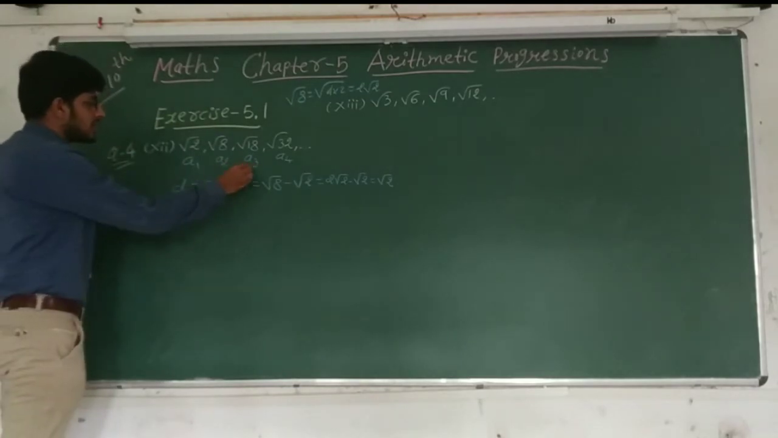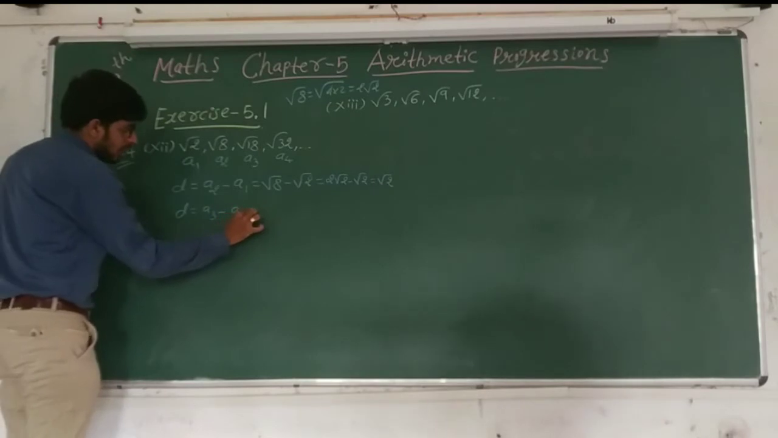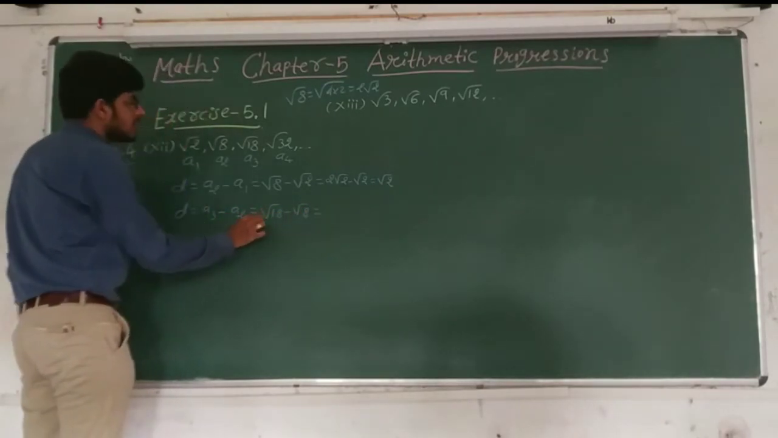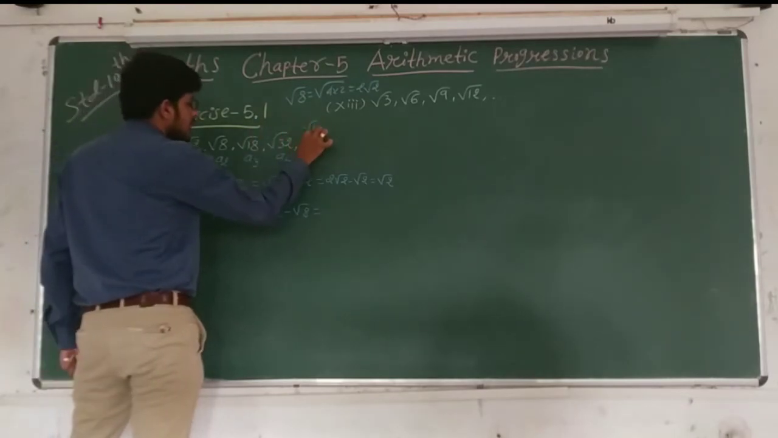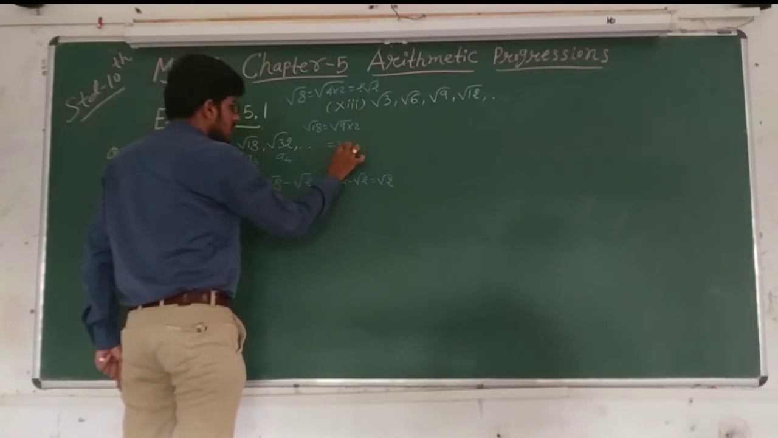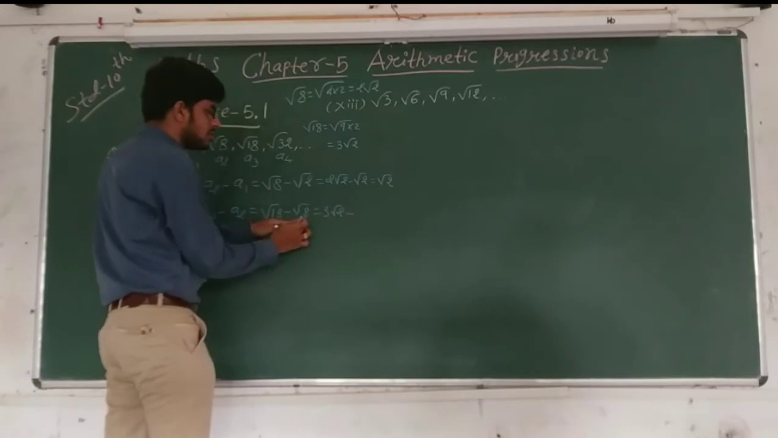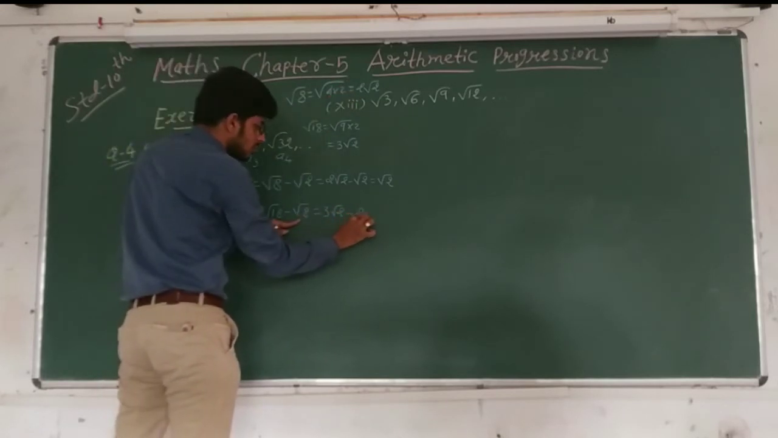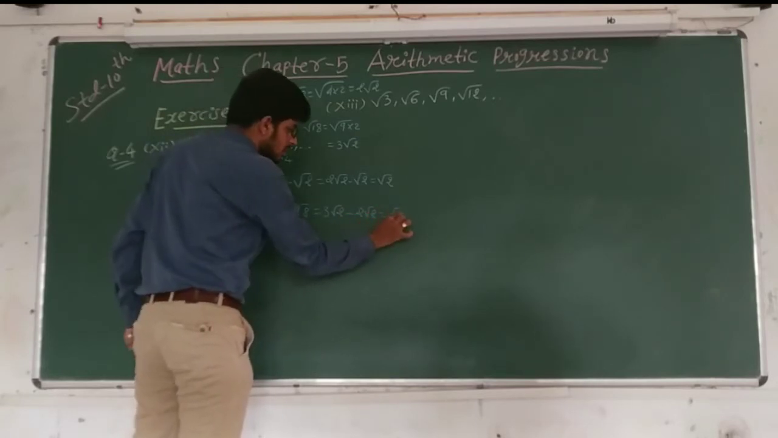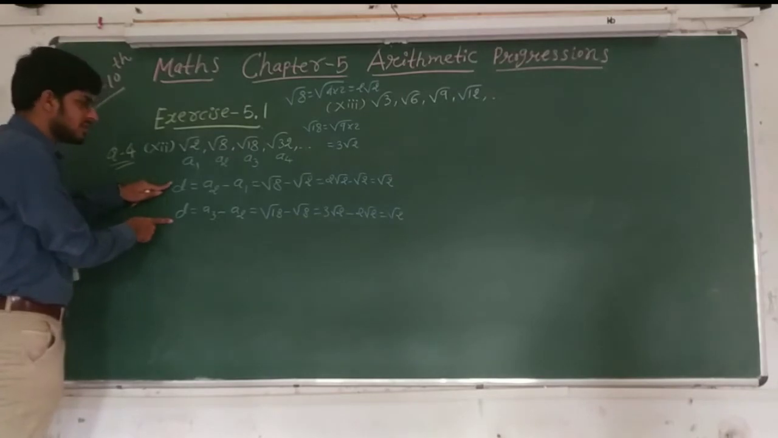Same thing, we have to find a3 minus a2. a3 is √18 minus √8. √18 is √9 into 2, and √9 is 3, so 3√2. So we write 3√2 minus √8, which is 2√2. So again the answer will be the same: 3√2 minus 2√2 is √2. Now observe that the common difference is the same.